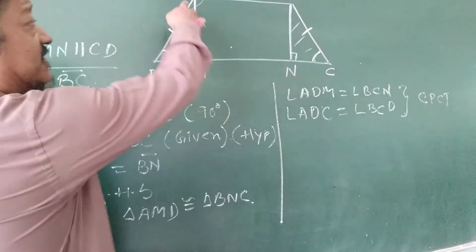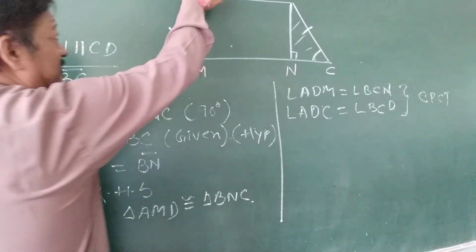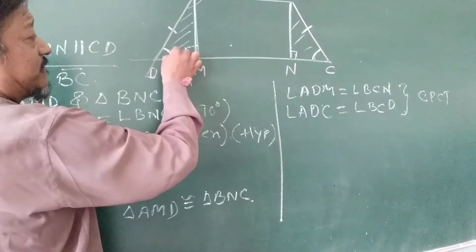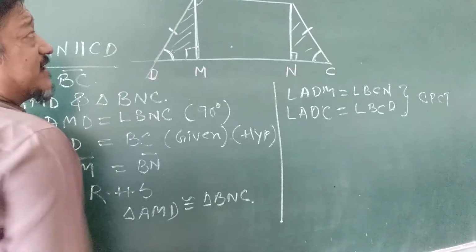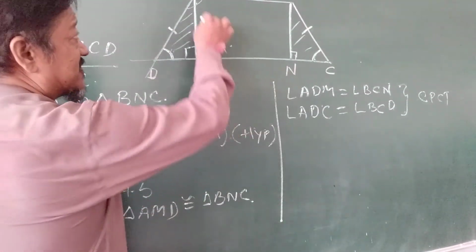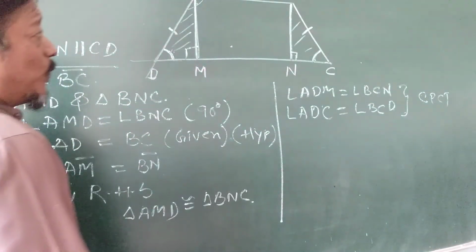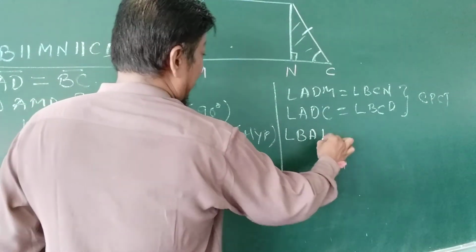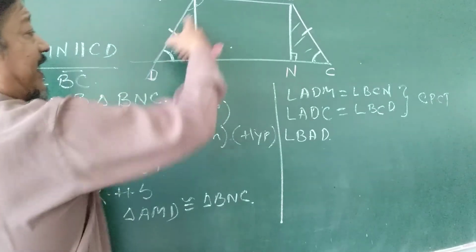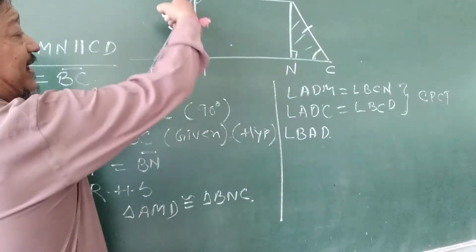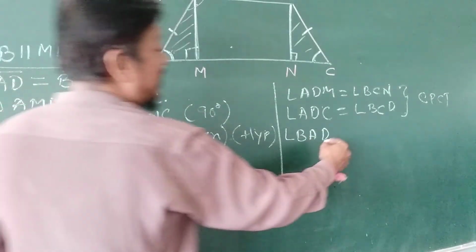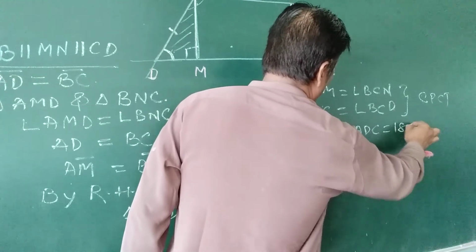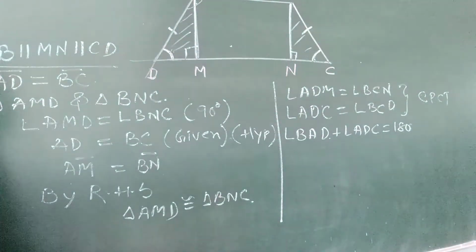Now see this, AD is a transversal to these two parallel lines. Hence, we know that the sum of interior angles is equal to 180 degrees. Hence we can write that angle BAD plus angle ADC is equal to 180 degrees.